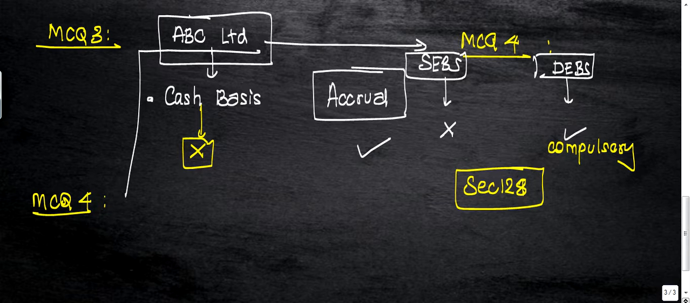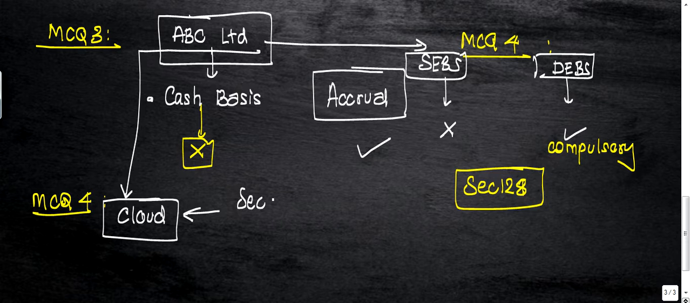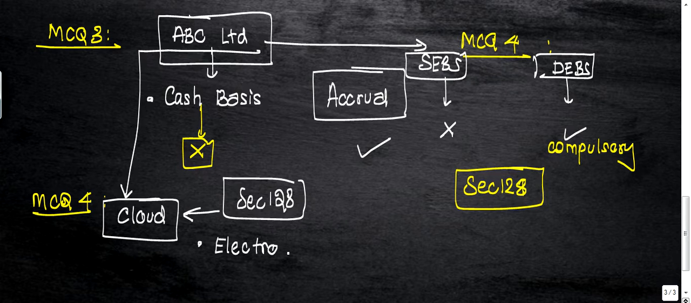ABC companies, on the cloud, are saving or making or preparing books of accounts in cloud computing. Is it okay whether they satisfy the provisions of the Companies Act? Yes, they can have it in electronic mode.